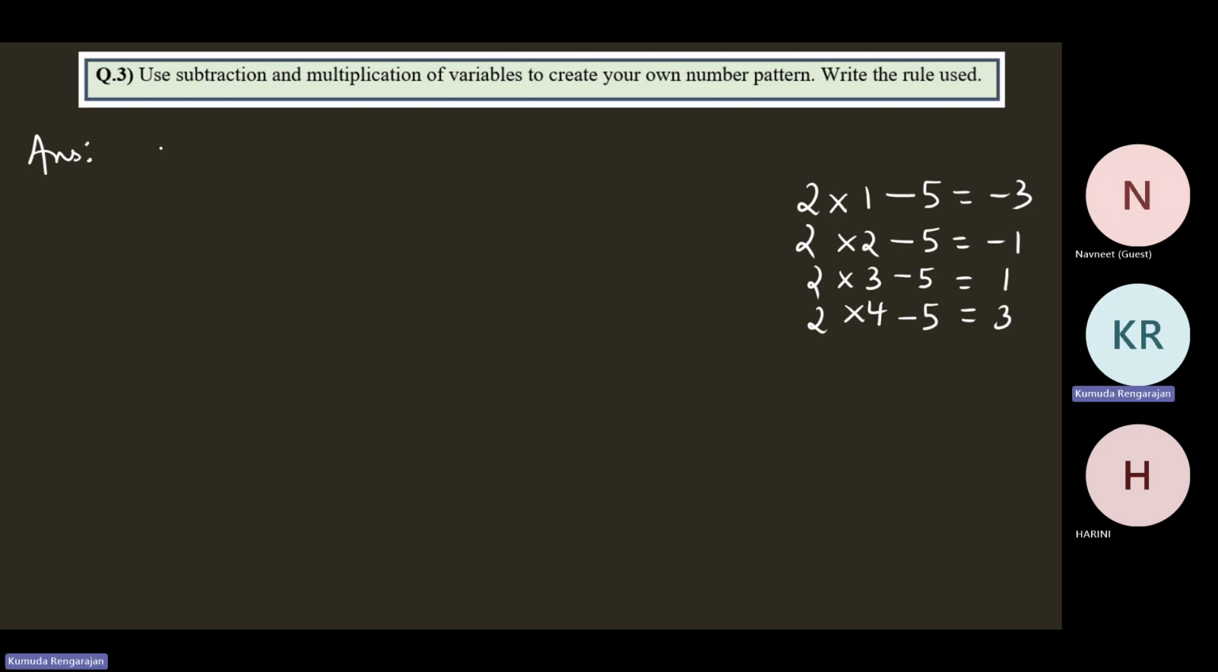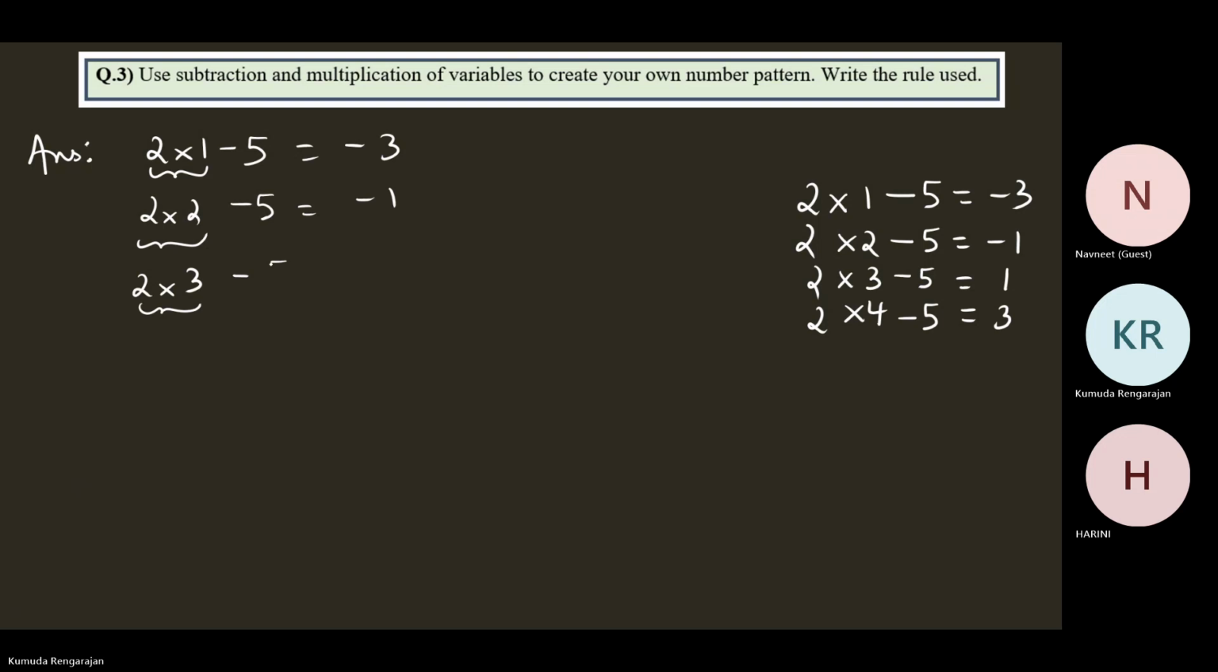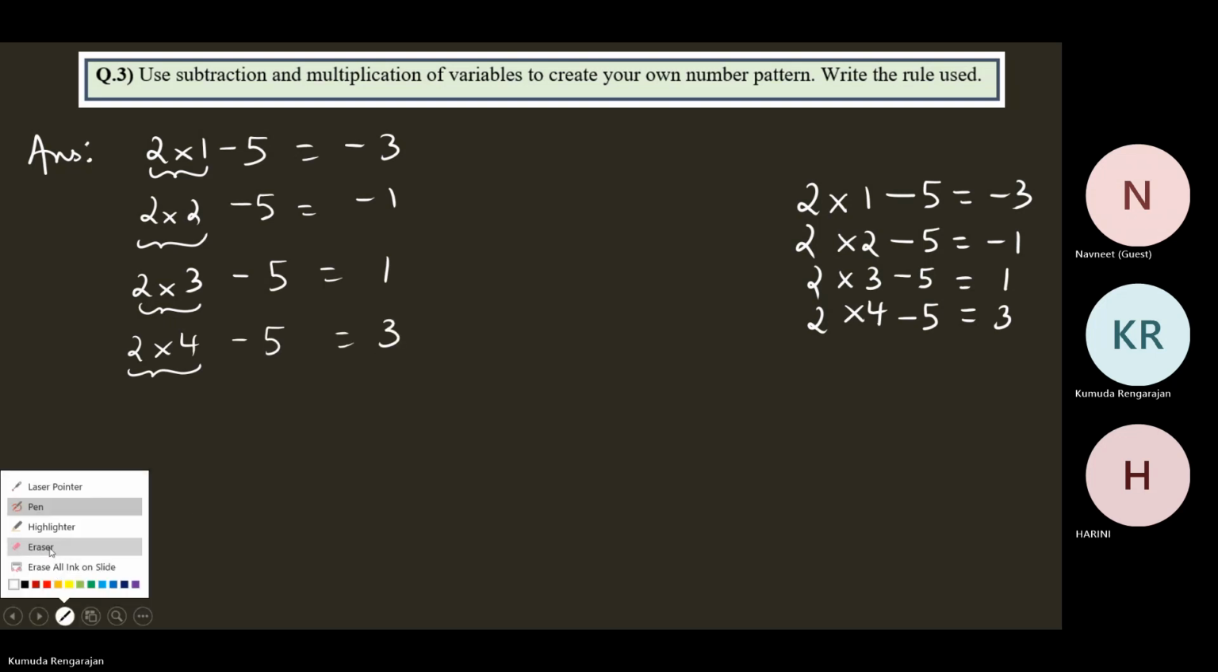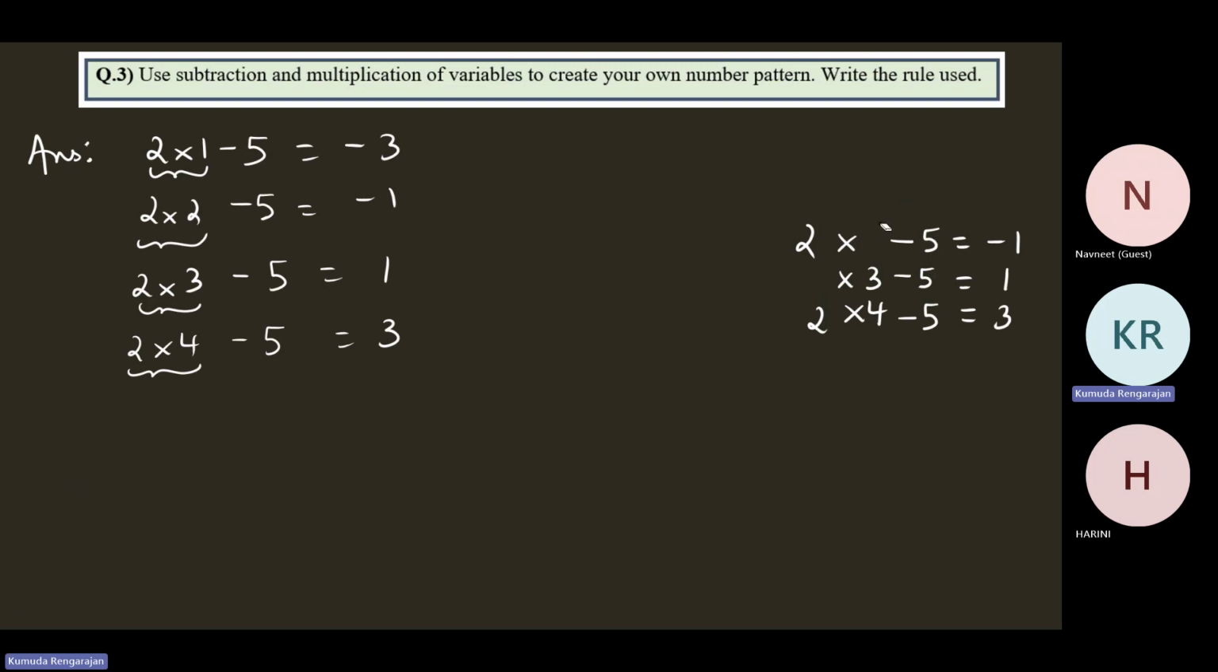You can show what we have done in the rough column. You can show it here. So you should do 2 into 1 first. 2 minus 5, minus 3. 2 into 2. So you have created a pattern using multiplication and subtraction.